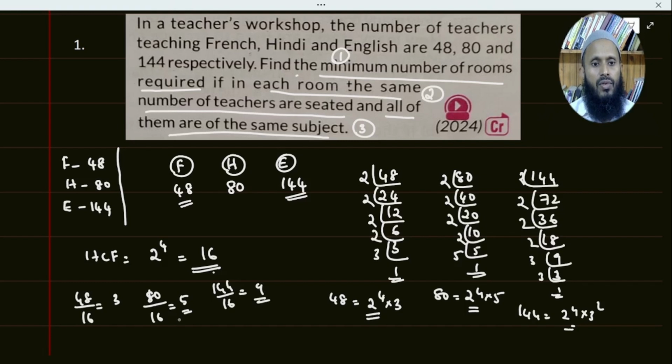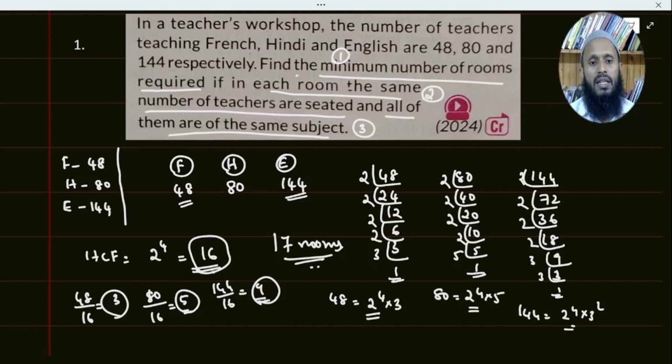So now the total number of rooms required is 3 plus 5 plus 9. That will be 8 plus 9, 17 rooms will be our final answer. Be careful. If they are asking what should be the number of teachers that must be filled in each room, then finding HCF would be enough. But here they have gone one step further. They are asking what should be the minimum number of rooms required. Then we have to calculate it this way. Now we'll do one more question.